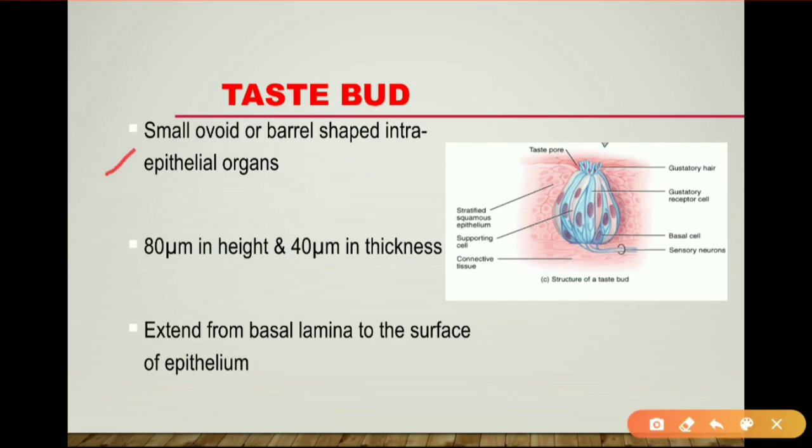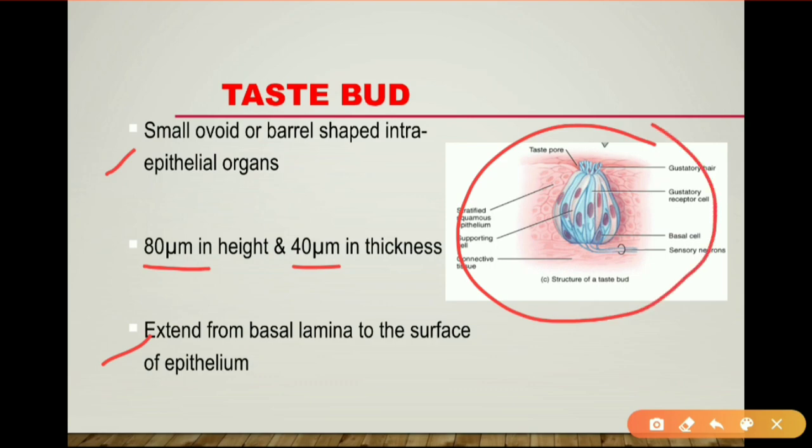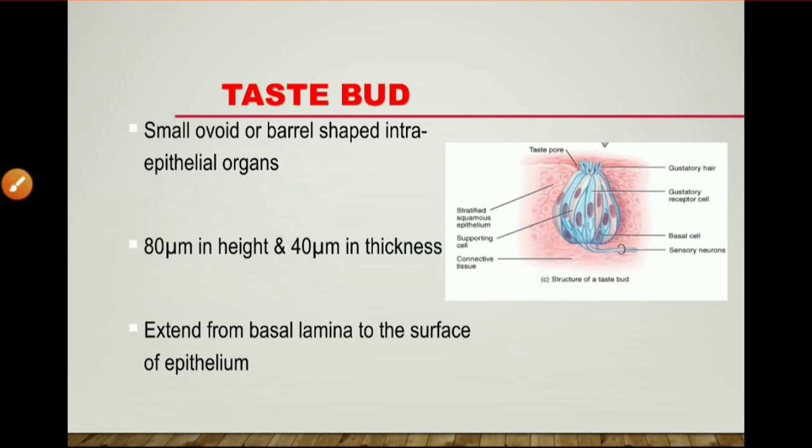These are oval or barrel shaped structures. Their diameter is 80 micrometers in height and 40 micrometers in thickness, and they extend from the basal lamina to the surface of the epithelium. So this is the structure of the taste bud. So you can draw this structure.